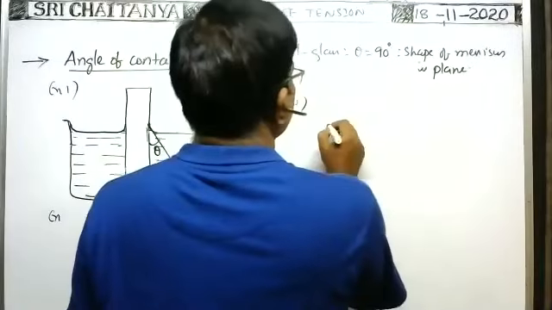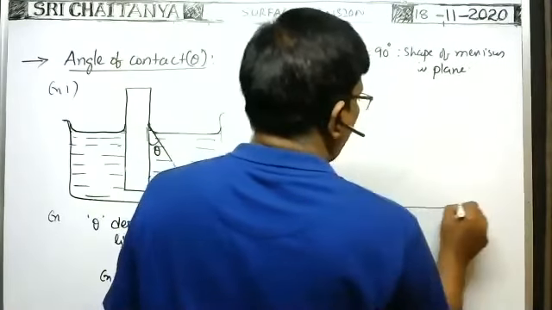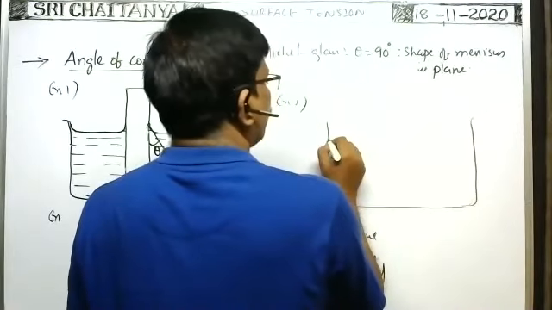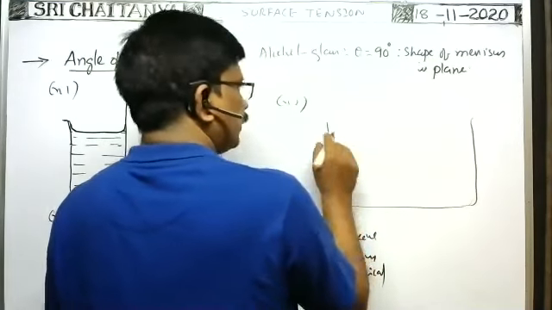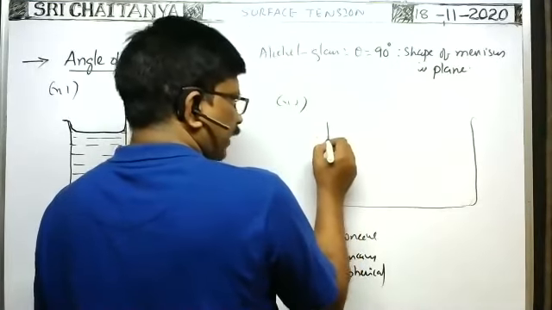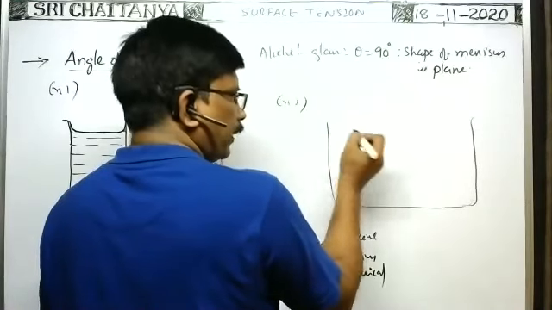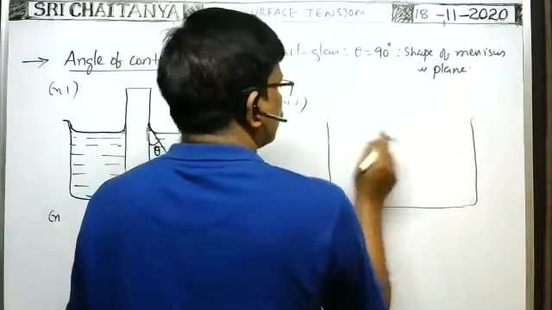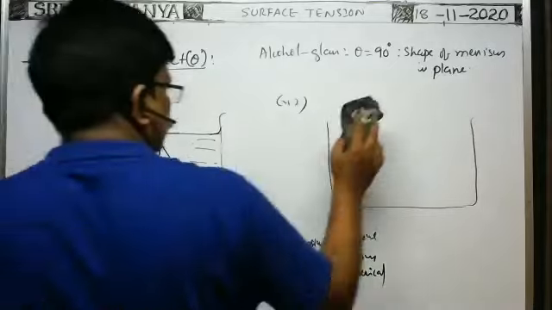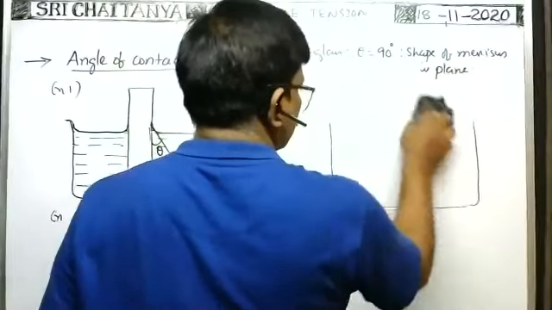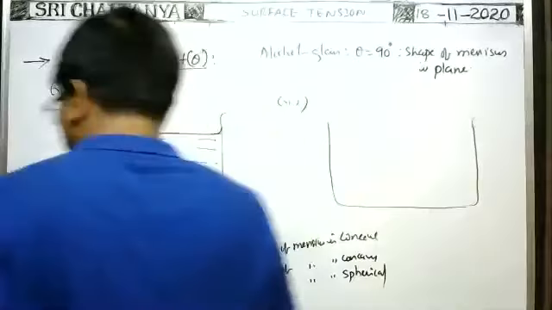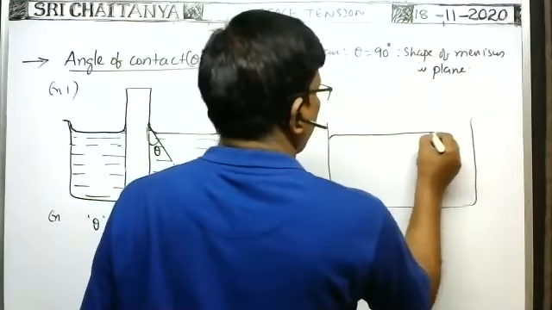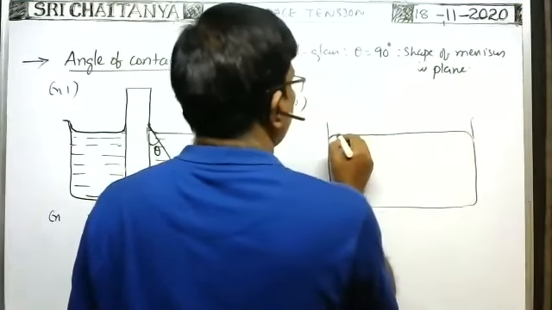Example 2. Suppose in a glass beaker, I have taken the mercury. If the mercury is taken in the glass beaker, at the surface of the walls of the beaker, if you observe the surface of the mercury, then the surface is like this.